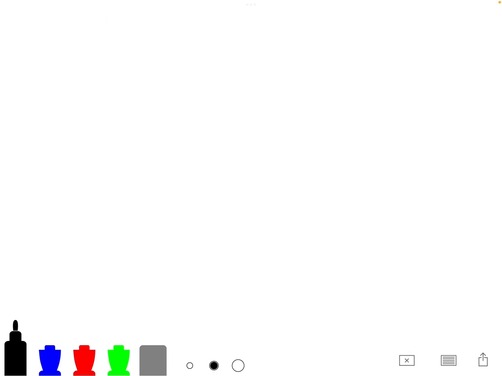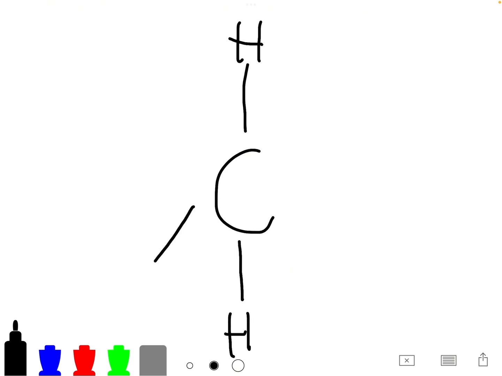The molecular geometry would be tetrahedral, so it's going to be the carbon here in the middle, and then you put your hydrogen up here, and then another hydrogen here, and then here, and here.